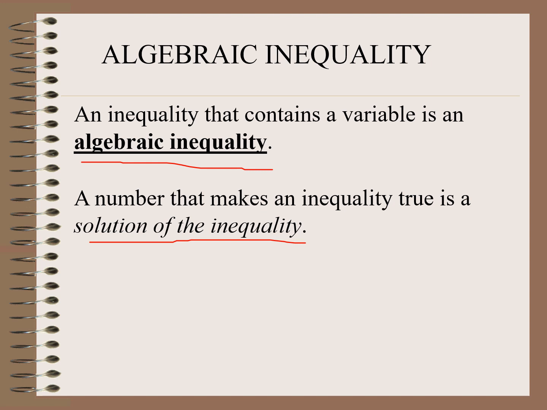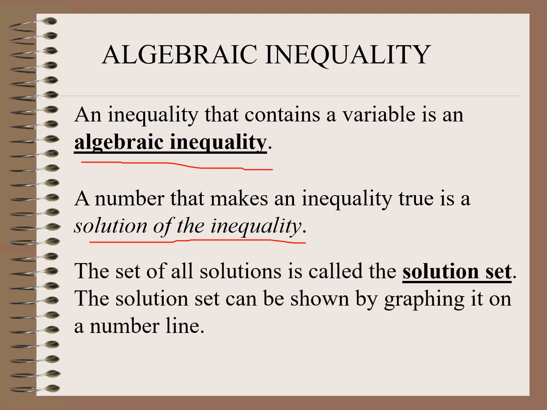For example, we have x is greater than 2. What are the possible values of x which are greater than 2? We could have 3, we could have 2.01, we could have 2 and 1/4. It can be a decimal, a fraction, or a whole number. Those are the different ranges of the solution set of x is greater than 2. The set of all solutions is called the solution set, and it can be shown by graphing it on a number line.